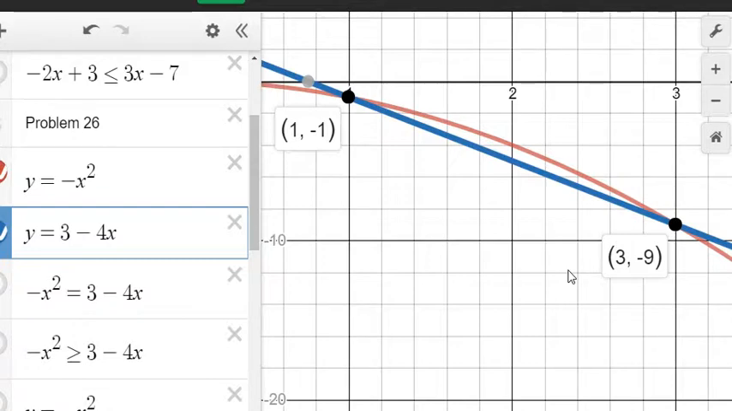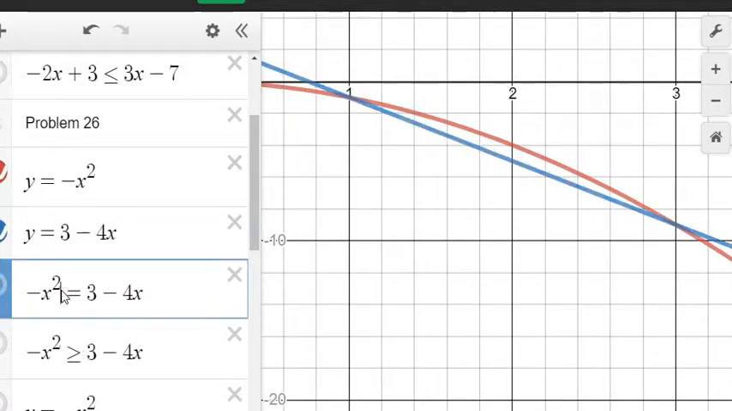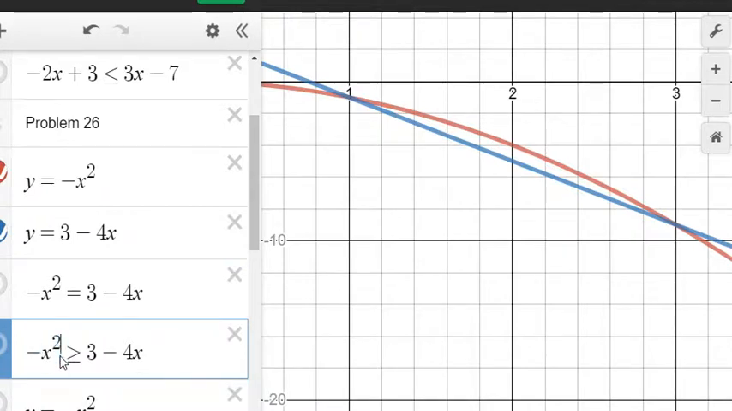Nice. Now, let's go down and work with the next question. We want to know, where is the value of negative x squared greater than or equal to the value of 3x minus 4? So which graph am I looking to be on top? I'm looking for the red graph to be on top or the blue graph to be on top. Well, this would be the red graph down here.